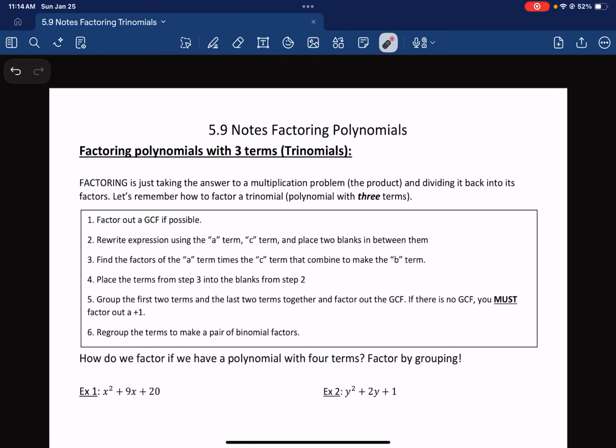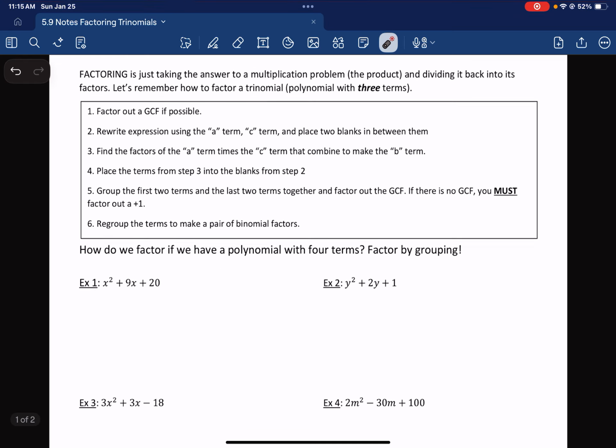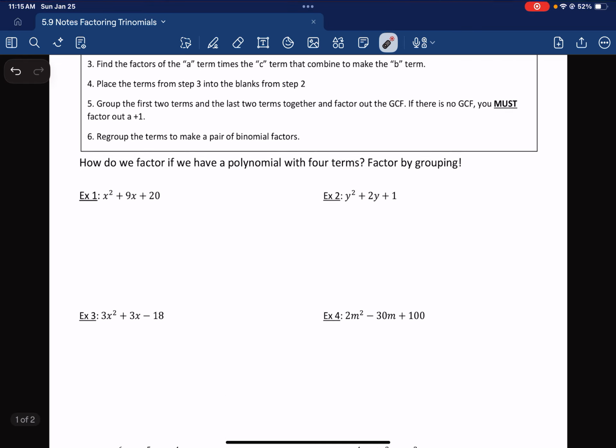All right, guys, today we're going to factor polynomials with three terms. Those are just called trinomials. And the method that we are going to use is factoring by grouping. You can factor polynomials with three terms or polynomials with four terms by grouping. And these are the steps that we are going to follow to factor. And remember, factoring is just taking an answer to a multiplication problem and breaking it back down into its original terms. All right, here we go.